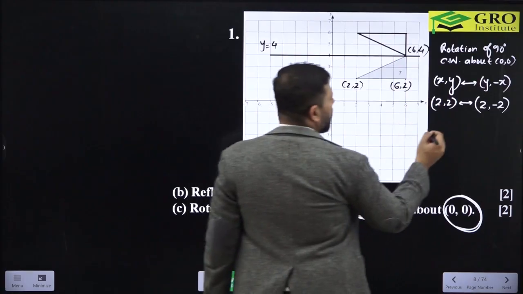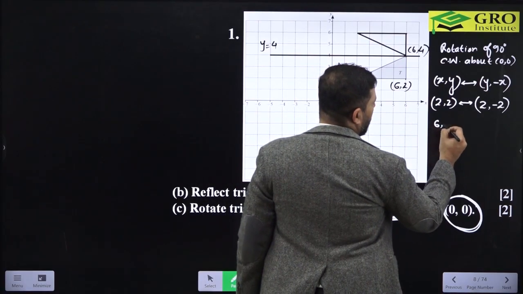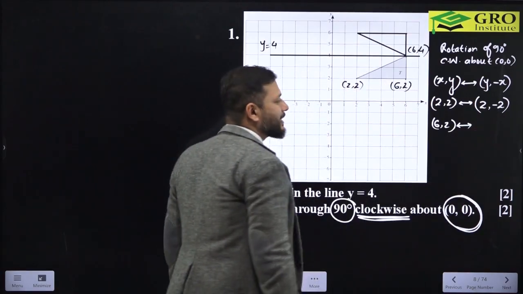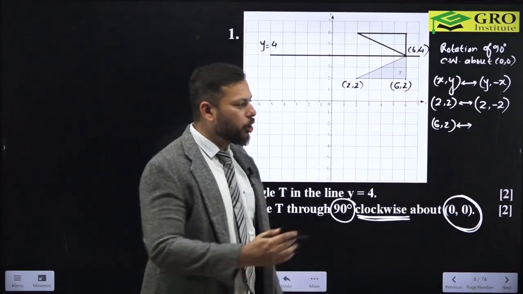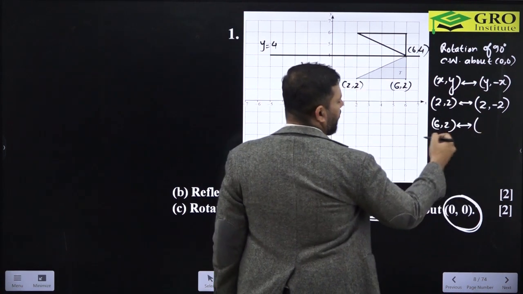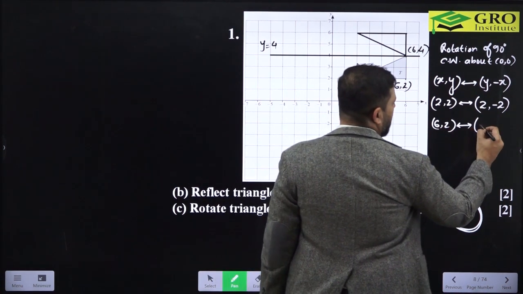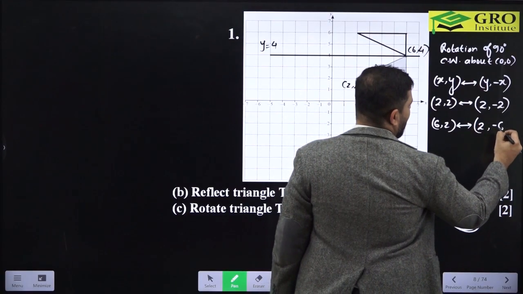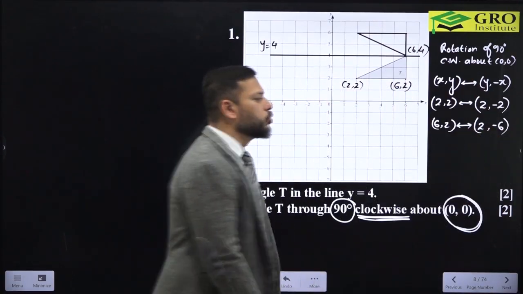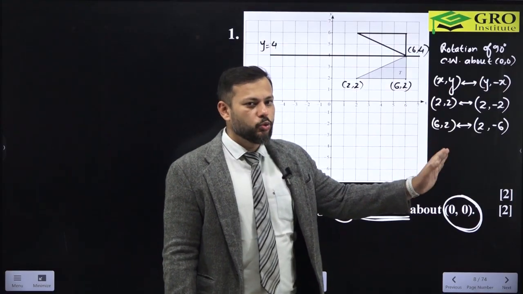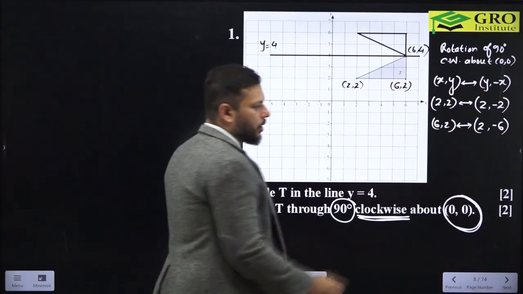Moving ahead, the coordinate of the second point is (6, 2). So if I rotate it clockwise 90°, first of all it will interchange. So 6 becomes 2, while 2 becomes 6 with a negative sign. So it would be (2, -6). So the coordinates of the second point is (2, -6).